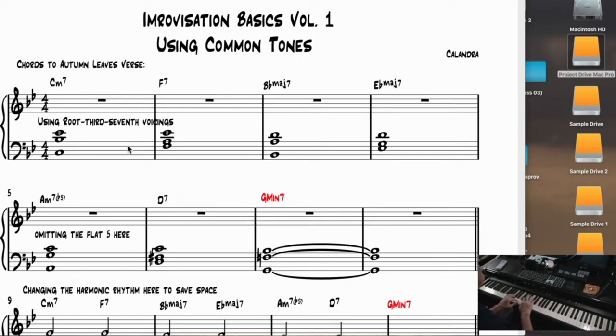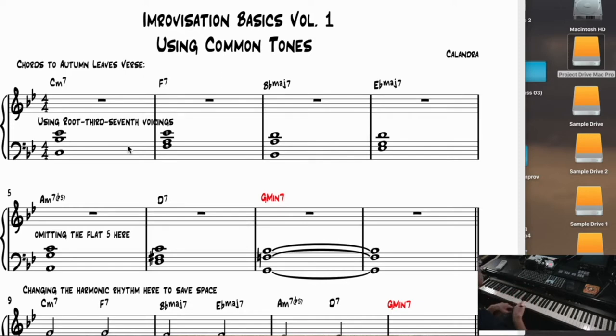So now going from our F7 to our B flat major 7th, we've got the A common, and then going from B flat major 7th to E flat major 7th, we have the D common. And then on this next chord, which is an A minor 7th with a flat 5th, I'll be omitting the flat 5 here. You can play that in your lines. It gives you a little bit of flexibility, and that's something for a future lesson.